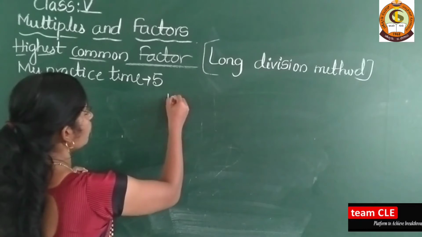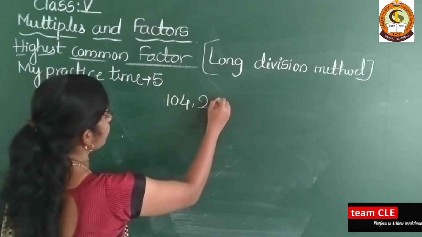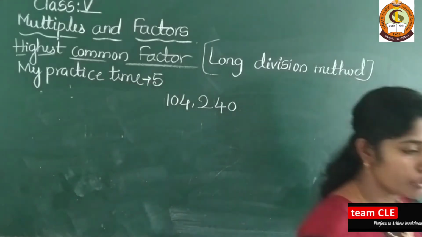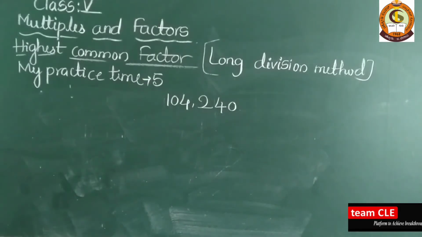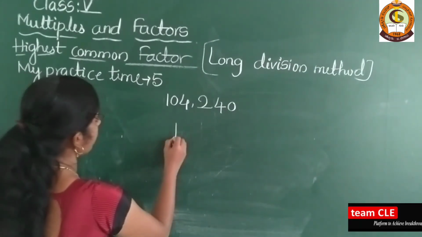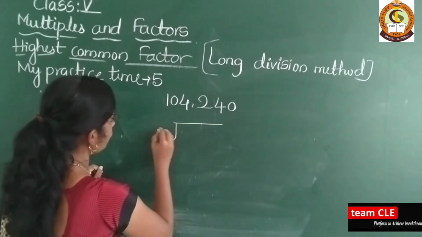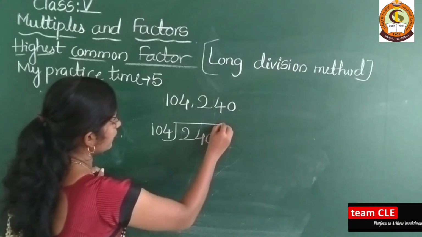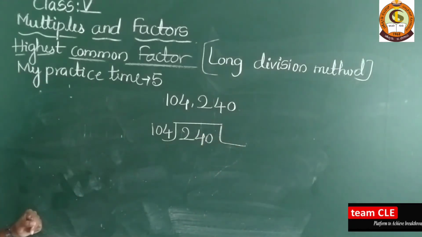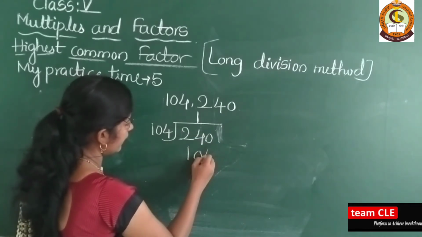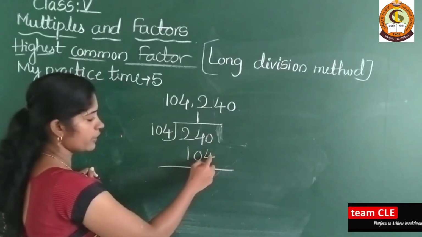I will take here 104 and 240. Okay, let's take one more example: 104 and 240. So divide here. 104 you write outside and here you write 240. Okay, so here 104 1s are 104. Okay, so 0 minus 4 not possible.